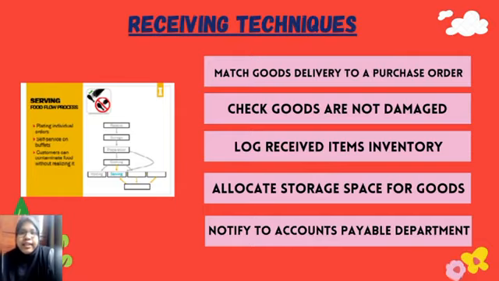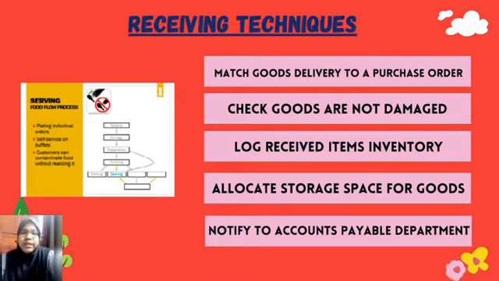The last technique is to notify the accounts payable department. Send a copy of the signed and dated consignment note to your accounts department team. This information can be matched with the invoice from the supplier to ensure payment is only made for the items actually received.